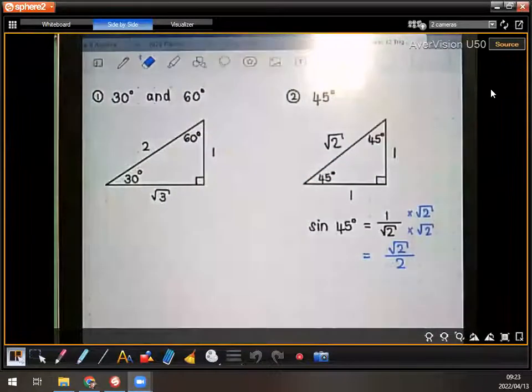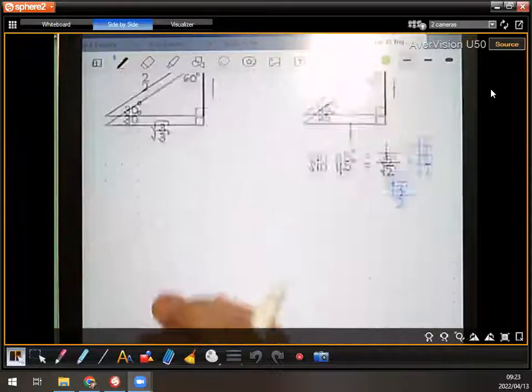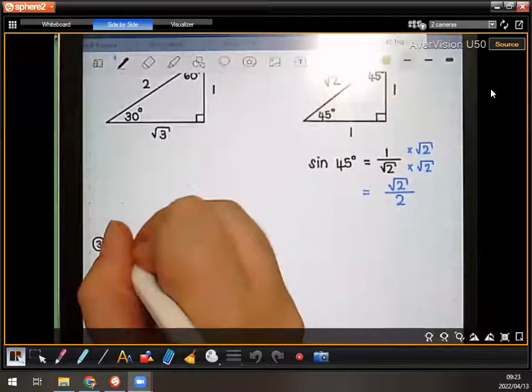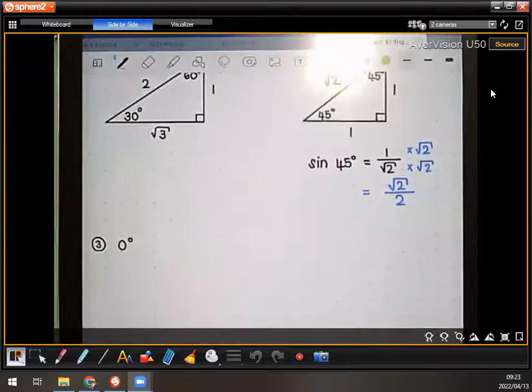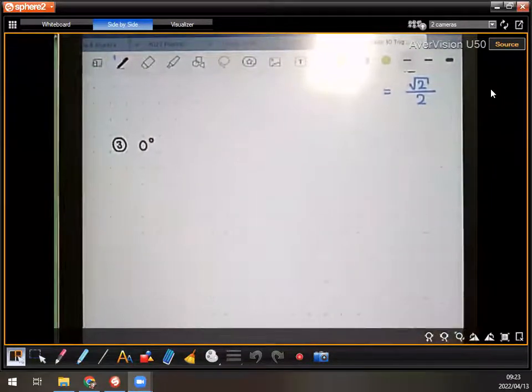All right, then the others are a bit complicated because they're not actually triangles. So I don't know how you guys are going to deal with that. You'll see now in the order. Okay, so number 3: is 0 degrees a triangle? No, it's not. It's just a line. Yeah, exactly. All right, so 0 degrees.